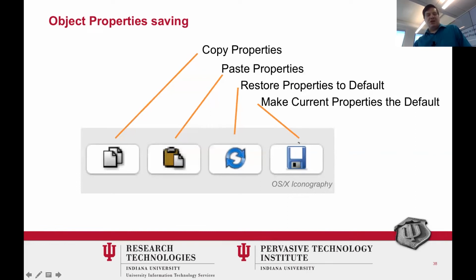So here's that notion for saving properties and restoring properties, and you can copy and paste them. So if you have a data set and you've tweaked things just how you want it, but you have another data set that's pretty similar, you can copy and paste those without having to fill in all the details. Again, this is the iconography for the Macintosh. The save button in particular looks a little different on the other systems.